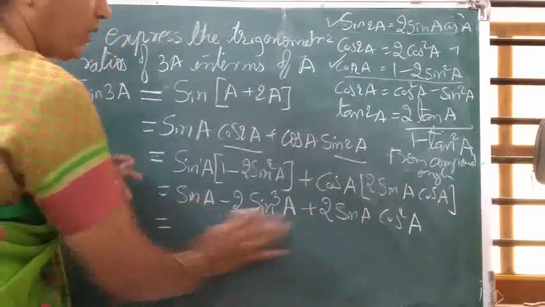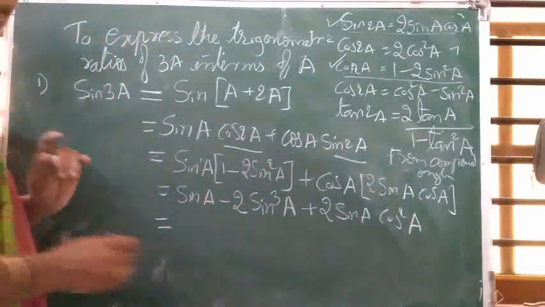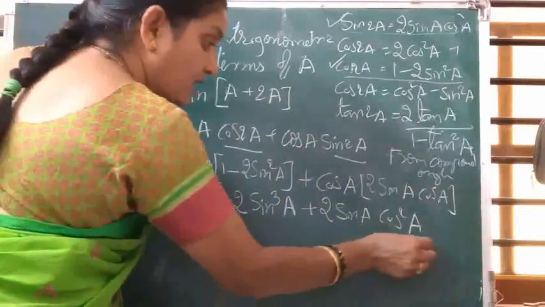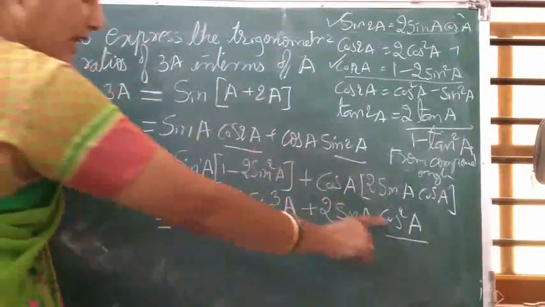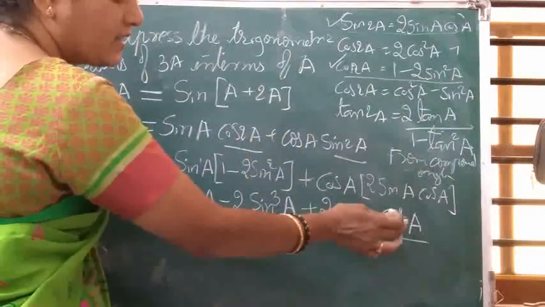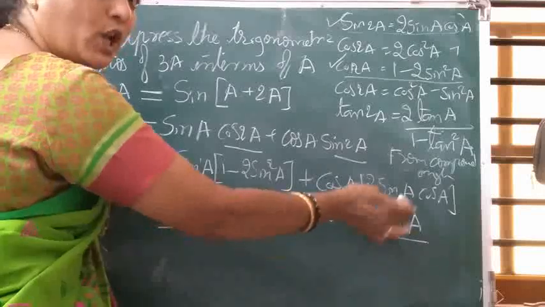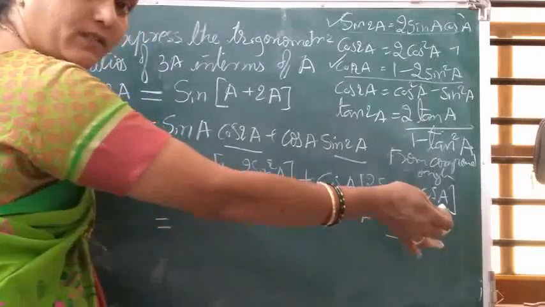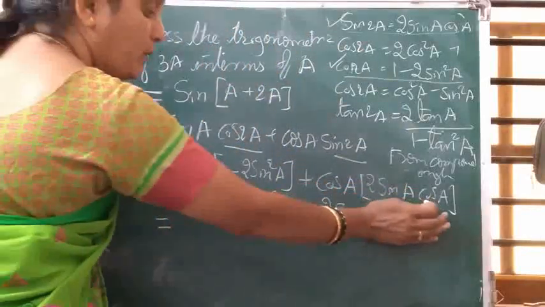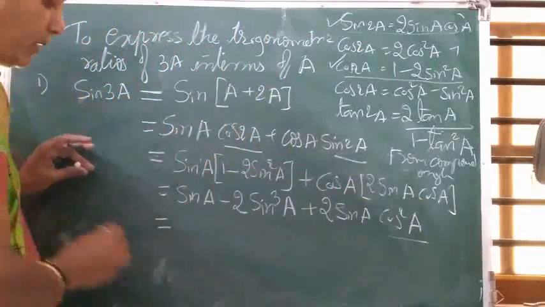Just now I told you I want the answer only in terms of sin, and that too in terms of A. All the angles are A's. But there is a cos square A here. This should also be written in terms of sin. You know the trigonometric identity: sin square A plus cos square A is 1, which means cos square A can be 1 minus sin square A. So I will substitute 1 minus sin square A in place of cos square A in this formula.